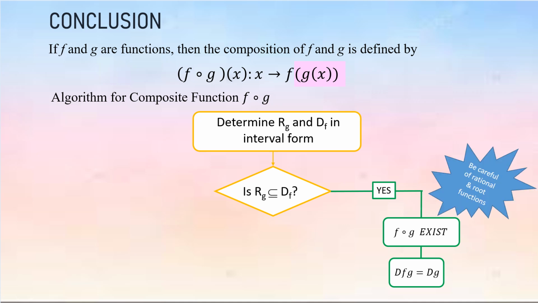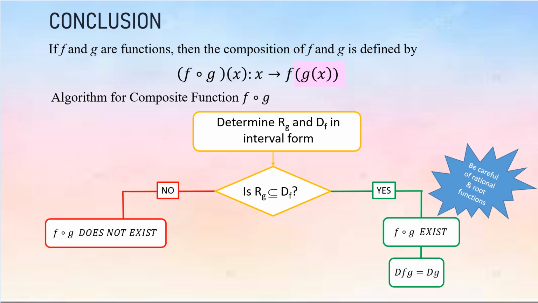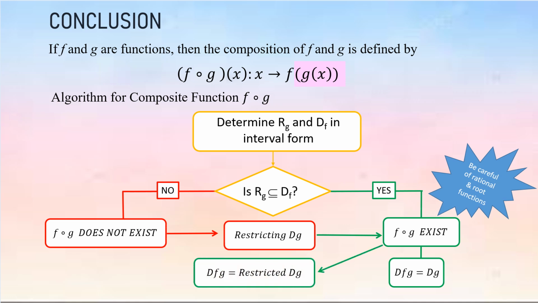But be careful of rational and root functions. Never divide fractions by 0, and never take the square root of a negative value. If no, then f of g does not exist. But by restricting the domain of g, f of g exists and the domain of f of g is the same as the restricted domain of g.